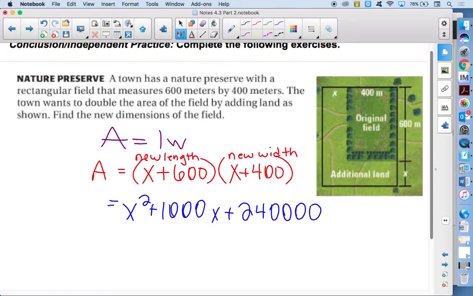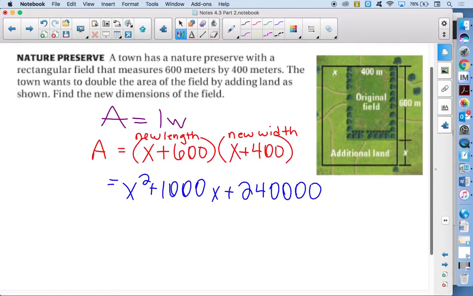So if you're solving this, we need it to be equal to something, because our goal is to figure out the new dimensions. And right now, we can't find the new dimensions. I mean, sure, we could find the minimum value. That would be the vertex, but that's not our dimension because that's not solving for the x value. Okay?